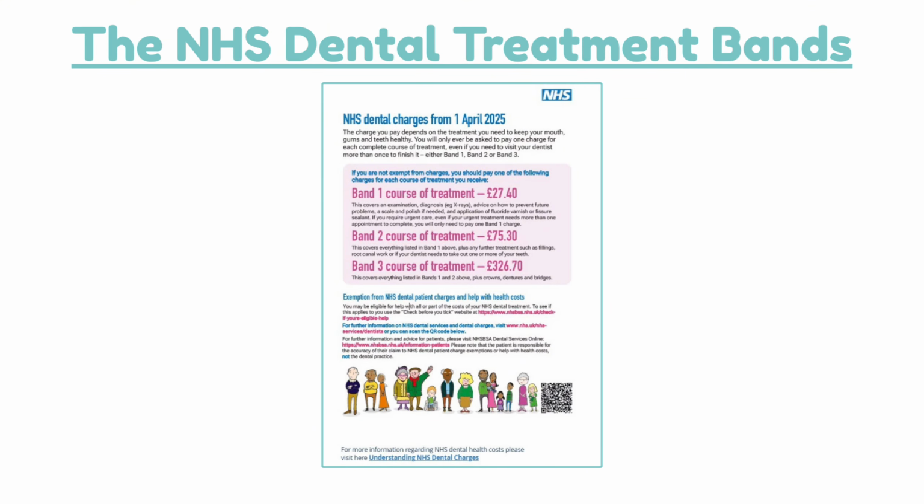So as you can see here, there's certain costs to different bands. So we've got band 1, which is £27.40, band 2 at £75.30, and band 3 at £326.70. Now these do change in price every single April, but this is as of the 1st of April 2025. Now let's look at what's included within band 1 treatment. Okay, so when you're paying £27.40, this is all the stuff that the dentist can do if obviously necessary.